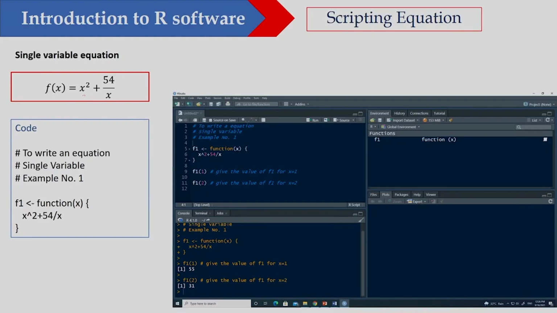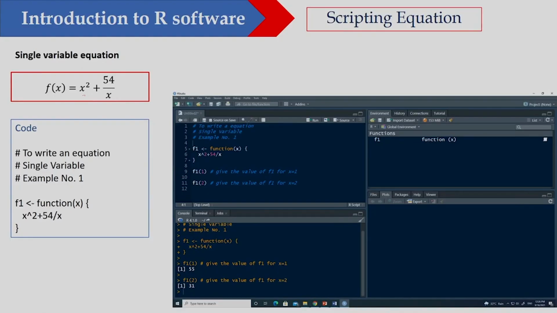Today I will introduce you to some more about R: how to write an expression, and then how to plot a particular function. That I will discuss in this class. Let us see how we can write a function or an expression in R.